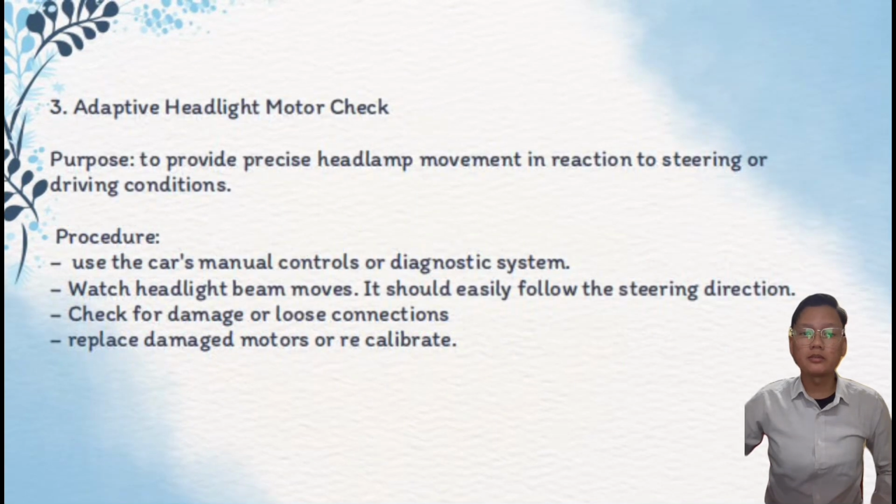Adaptive headlight motor check. This is to provide precise headlamp movement in reaction to steering or driving conditions. The procedure is to turn on the adaptive headlight feature, using the car manual's control or diagnostic system.